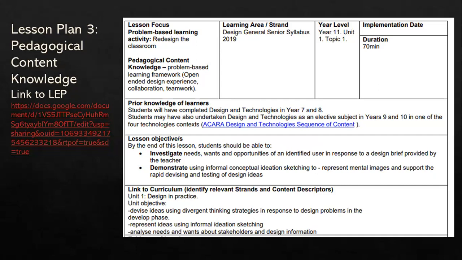Unit objectives: devise ideas using divergent thinking strategies in response to design problems, represent ideas using informal ideation sketching, and analyze needs and wants of stakeholders and design information. Students undertake a simulated design thinking activity to redesign the classroom they are sitting in.